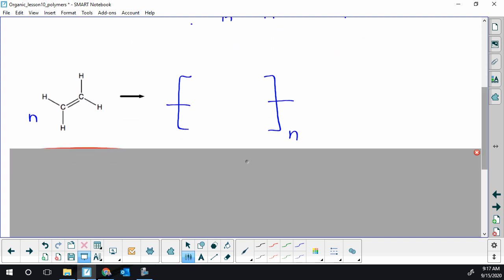So we have 2 carbons. The double bond has to break in order to get this repeating unit. And in this polymer, it's all H's.